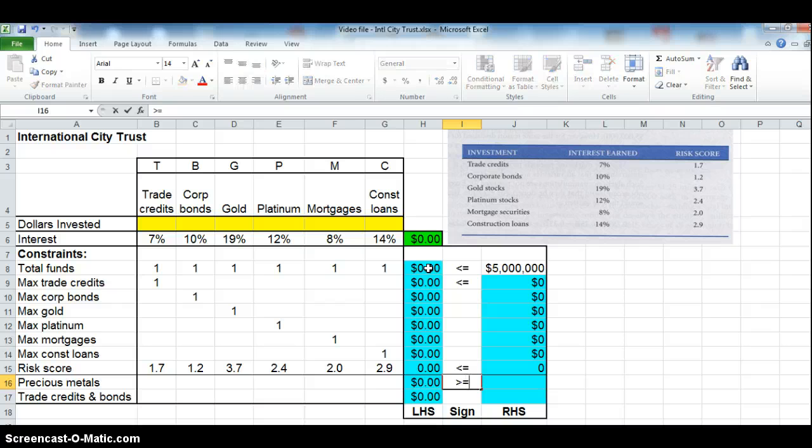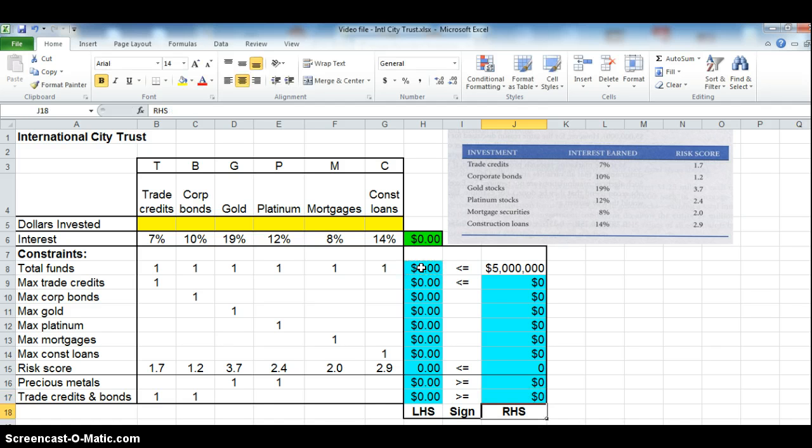We're ready to write our last 2 constraints. They're greater than or equal to constraints, and it's on precious metals. We're told that we have to have at least 30% of our investment in gold and platinum. So we have to have at least 30% times how much our total investment is, H8, in gold and platinum. And we're told that we have to have at least 45% in trade credits and corporate bonds. So it's going to be at least 45% times H8.